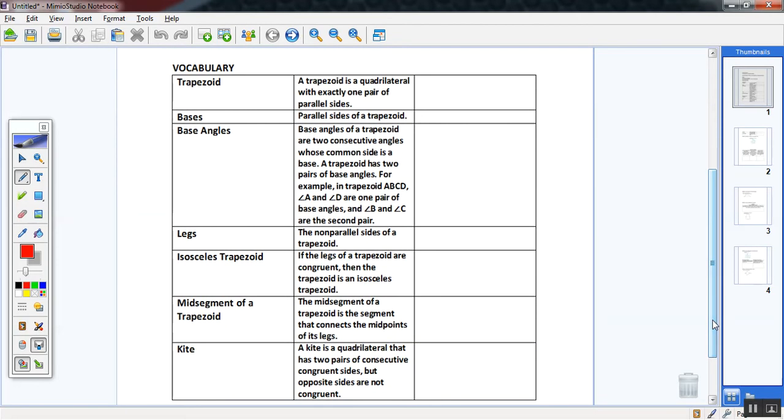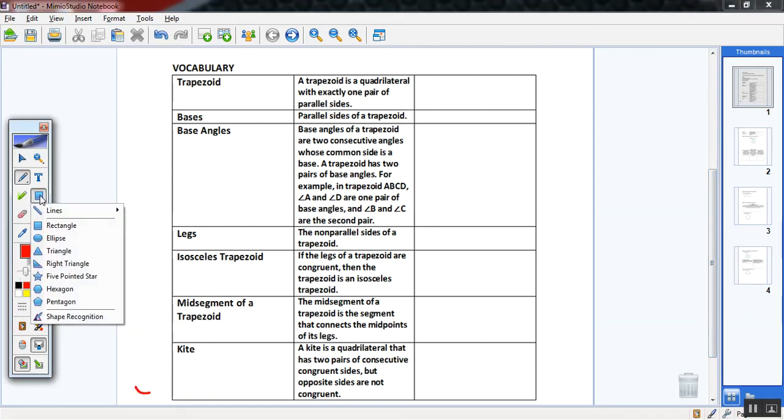What's a trapezoid? It's a quadrilateral with exactly one pair of parallel sides. One pair of parallel sides. So it's going to look like this.